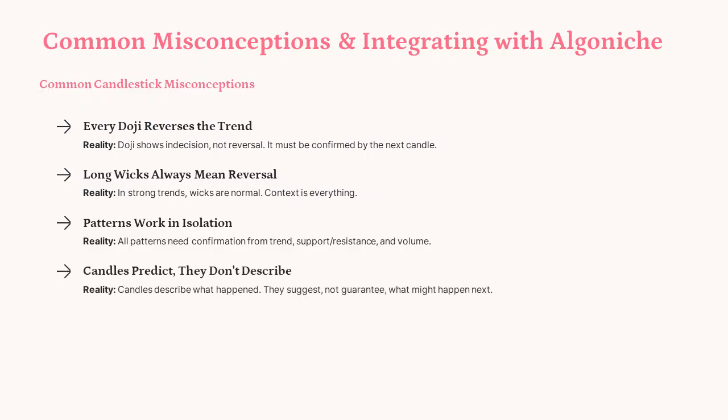Misconception 4. Candles predict the future. Candlesticks are descriptive, not predictive. They tell you what happened during the period, who won, how decisively, whether there was rejection. Based on that description, you can make an educated guess about what might happen next. But candles do not guarantee anything. A perfect hammer after a downtrend still fails about 30% of the time.